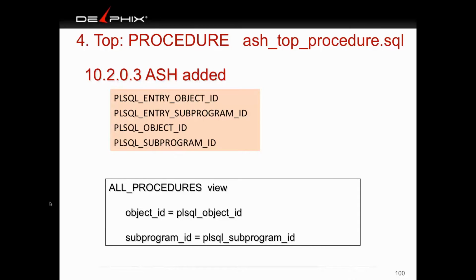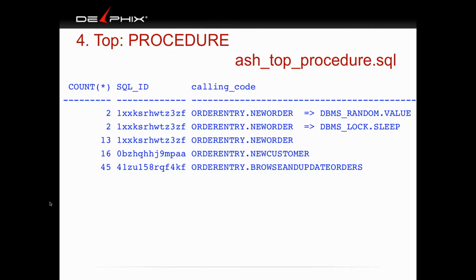So these IDs translate, in the all procedure view, to the package and procedure, and then we can run a query like this. I think it's super cool. So the count star is how many times I found this being executed and who it was. The calling code for the most expensive one is order entry package, procedure browse and update orders.